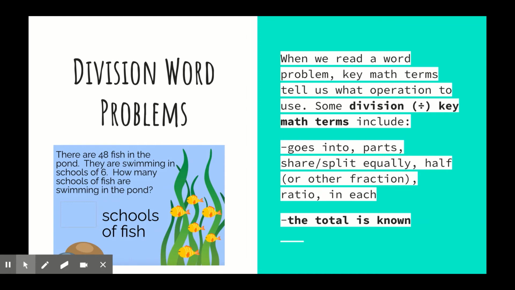So 48 fish, and they are swimming in groups of 6. They want to know how many schools there are, how many groups, okay? So we're going to divide. We're going to divide 48 by 6 to find out how many schools of fish are in the pond, if they're each separated into groups of 6. So 48 divided by 6 is 8. So how many schools of fish are in the pond? There are 8 schools of fish.